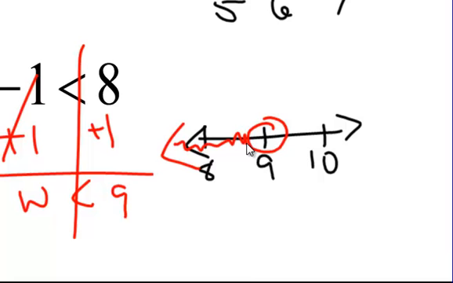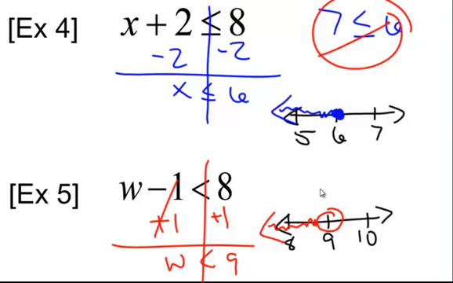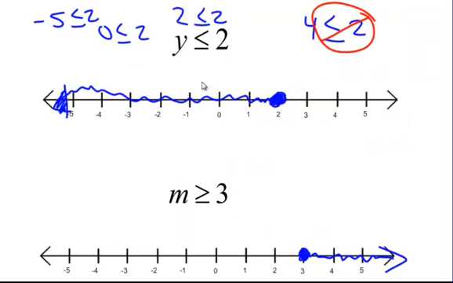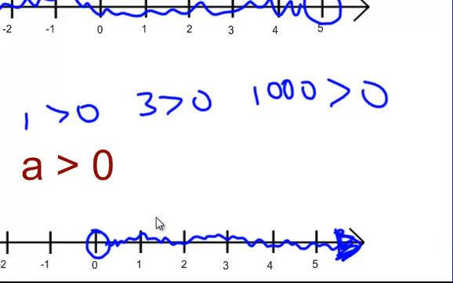Okay, remember, solve these just like you solve regular equations, and then graph. Remember, when we have less than or equal to, it's a closed circle, or greater than or equal to, it's a closed circle. When we have just less than or just greater than, it is an open circle.